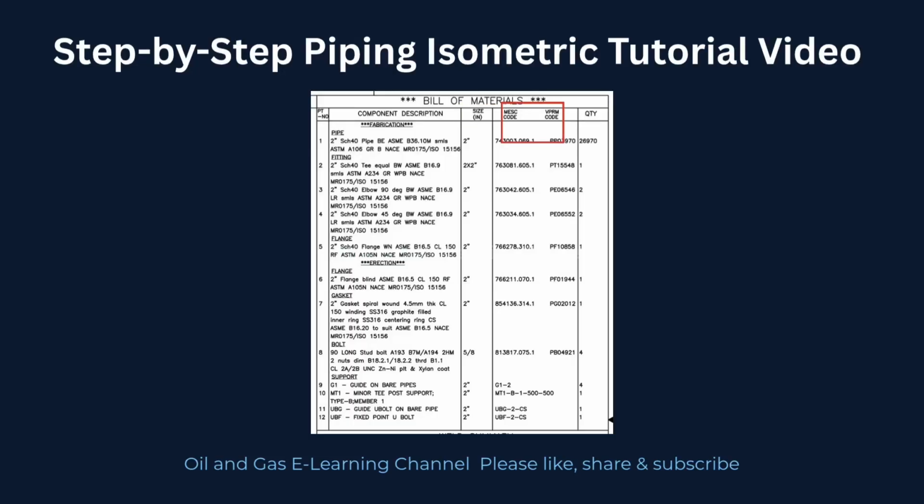Material code, a unique catalog number such as MESC, VPRM, or SAP. This makes components traceable in procurement and warehouse systems. Quantity, the number of pieces required. And finally, special items such as strainers, expansion joints, or instruments if they are included.